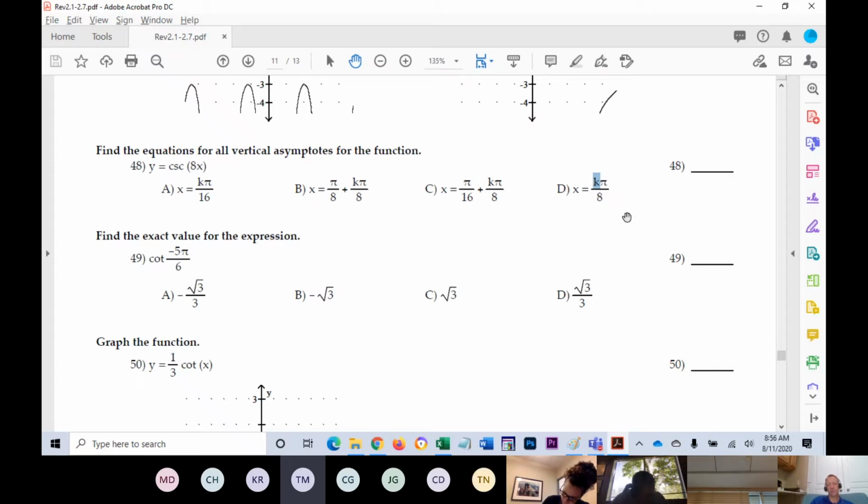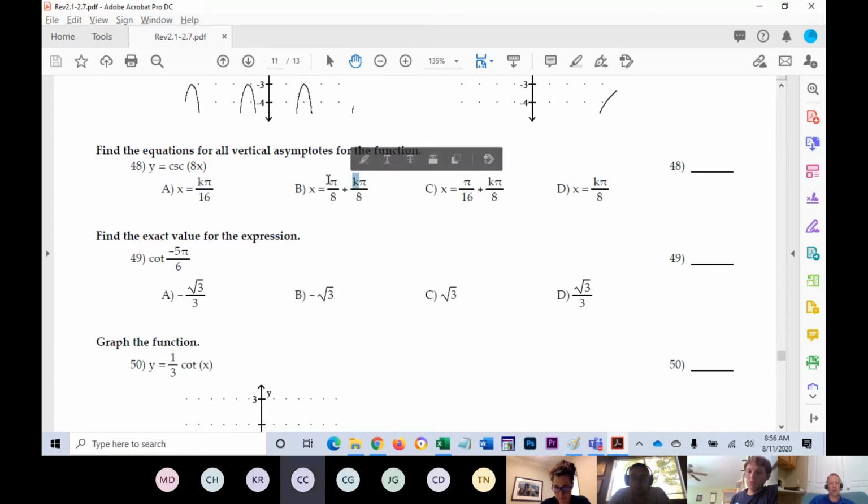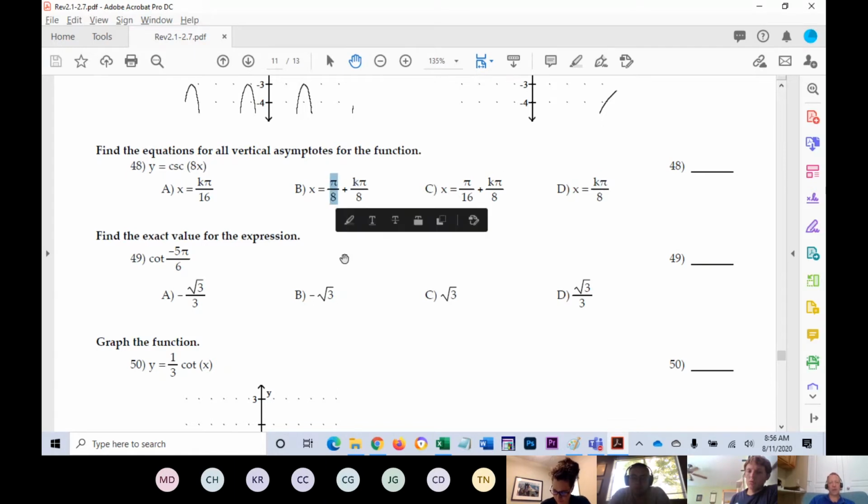But isn't 0 one of our asymptotes? Yeah, but if I put a 0 here, it says my first asymptote's at pi 8ths, and so you're missing the 0. Oh, so the answer is D. The answer is D. Yes. Gotcha.